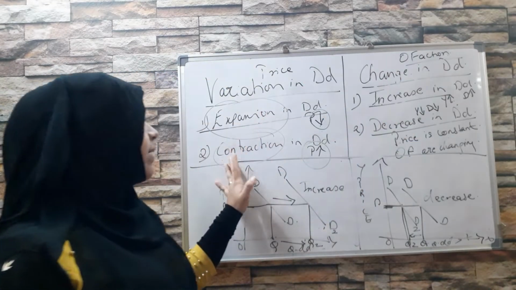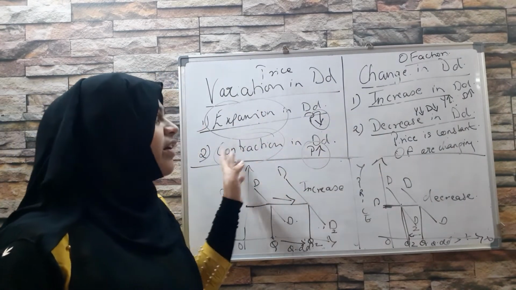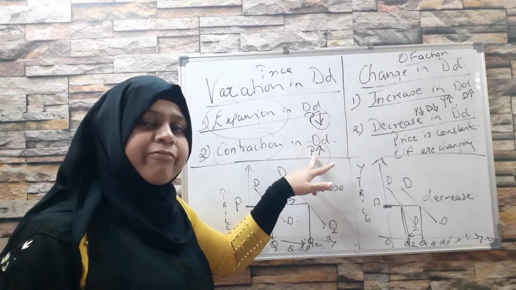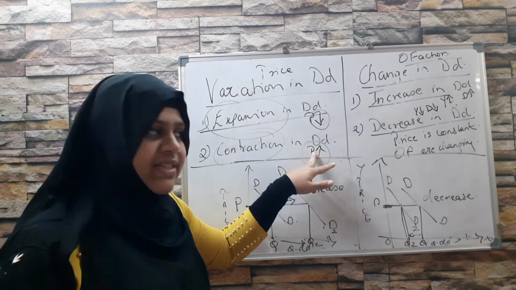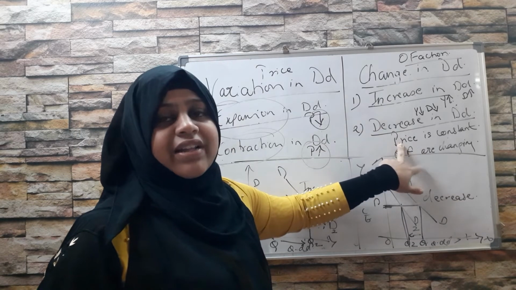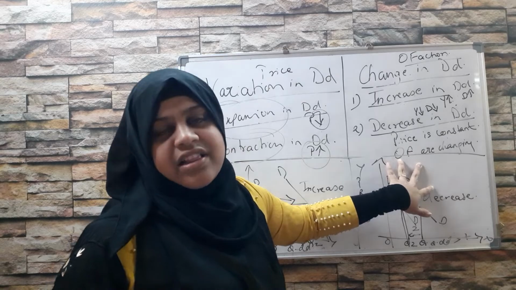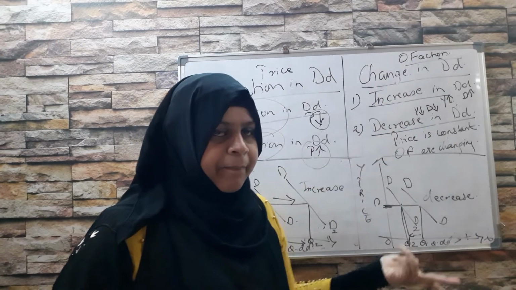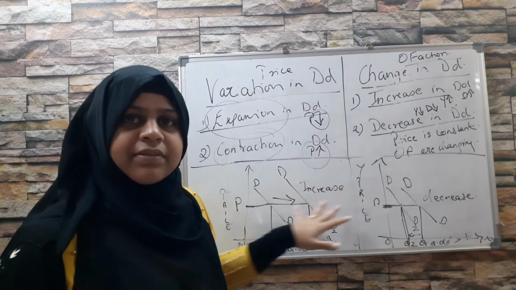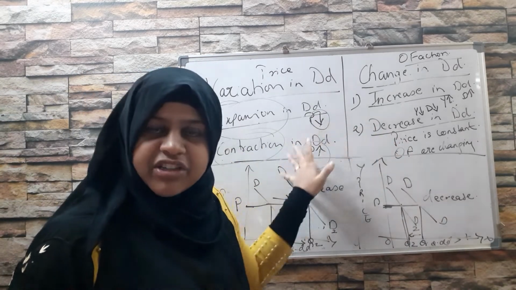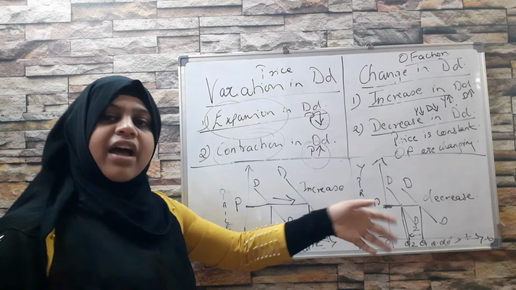Okay, they might ask you distinguish between contraction and decrease. So you should write contraction is happening because of price alone when price is rising, and here you should be able to write that price is constant, there are some unfavorable changes in other factors, for example income. Then you will make the diagrams. If they're asking you contraction and decrease, first their definition, their reasons, and then their diagrams.